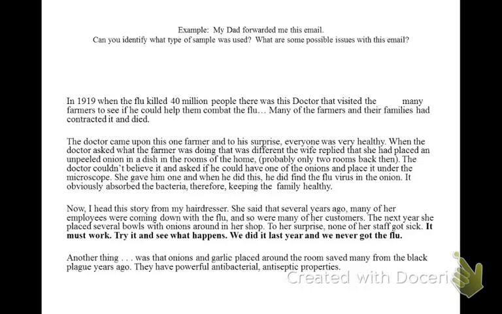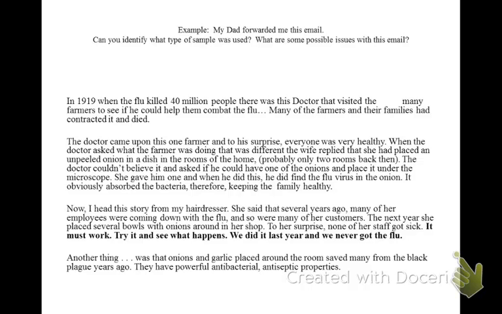Now, I heard this story from my hairdresser. She said that several years ago, many of her employees were coming down with the flu, and so were many of her customers. The next year, she placed several bowls with onions around in her shop. To her surprise, none of her staff got sick. It must work. Try it and see what happens. We did last year, and we never got the flu. Another thing was that onions and garlic placed around the room saved many lives from the Black Plague years ago. They have powerful antibacterial and antiseptic properties.